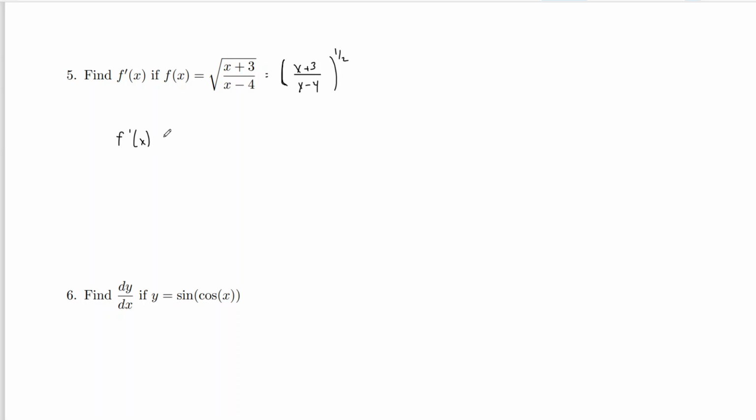F prime of x. We've pretty much seen something like this before. In number 2, we just didn't have the quotient rule inside, but that's okay. We know the exponent is really the outside function. We use the power rule. Take the 1/2. Rewrite the inside, x plus 3 over x minus 4. And subtract 1 from the power. 1/2 minus 1 is negative 1/2. That might be a number you have memorized by now from doing enough practice problems. And then we multiply by the derivative of the inside, the derivative of x plus 3 over x minus 4.